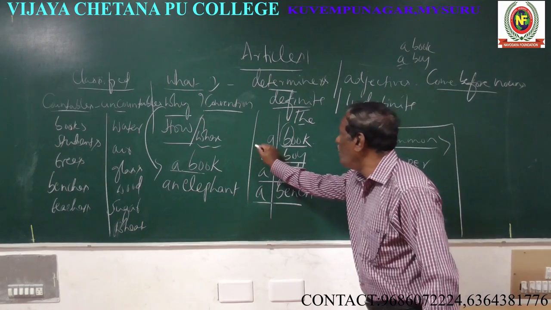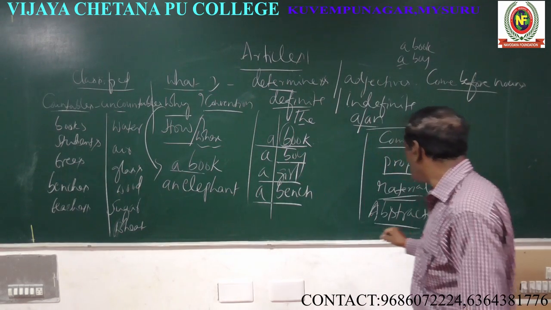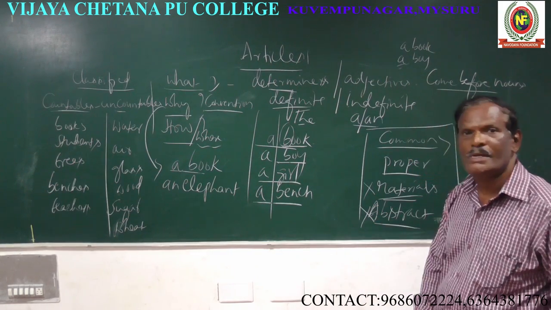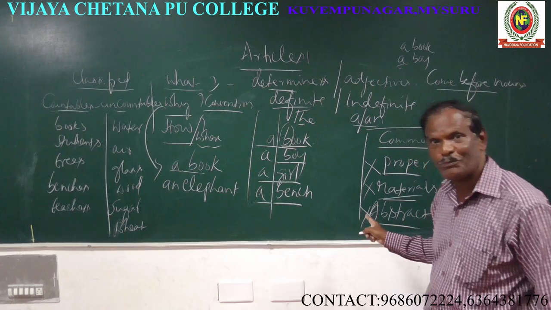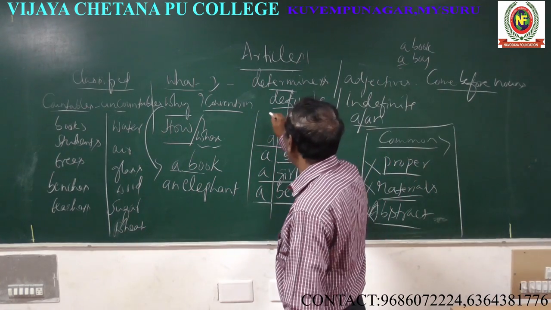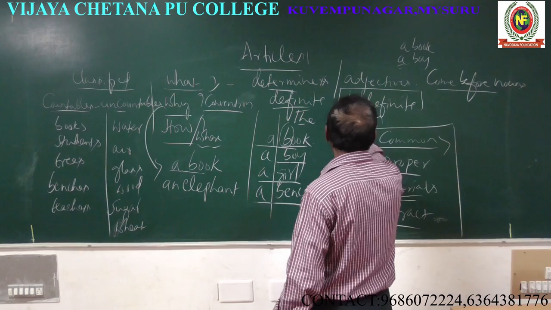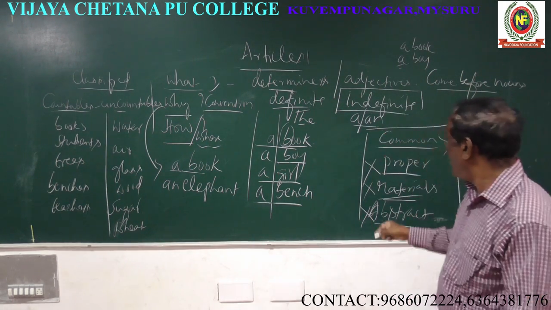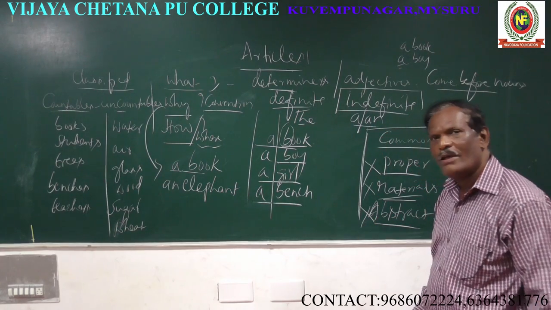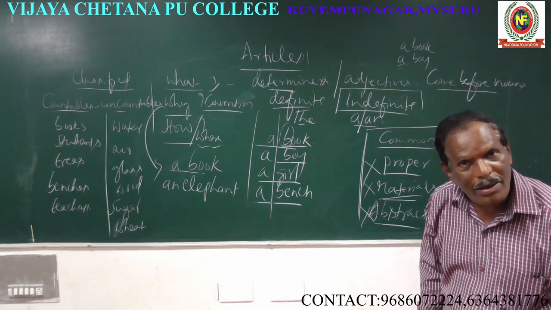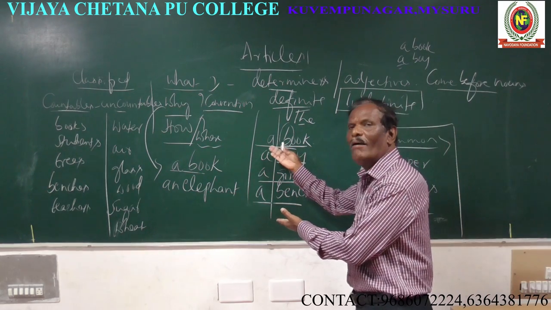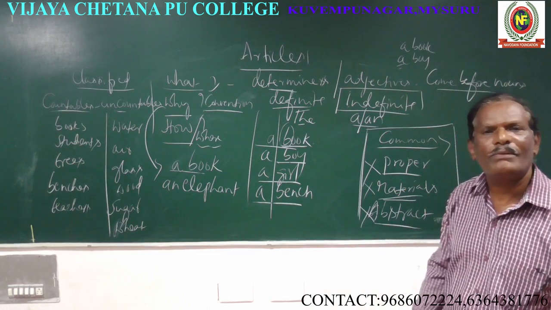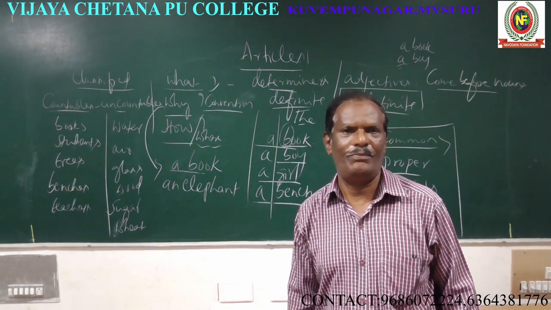So where do we use this a? Not before material nouns, not before abstract nouns, not before proper nouns. You see, we are talking about indefinite articles, sir. Indefinite articles, a or an. Where do we use a or an? If this concept is very clear to you, if you know what common nouns are, you can easily place a or an before those nouns. So proper nouns, they don't take indefinite articles, a or an.